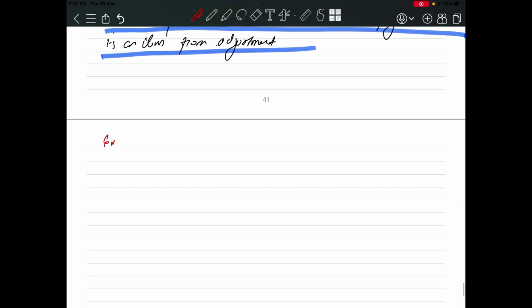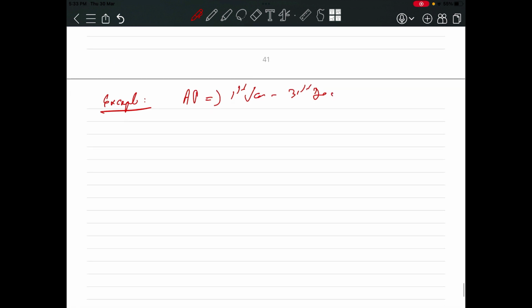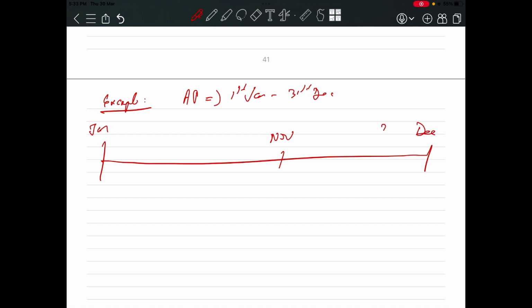Let's try to understand this with an example. Say, for example, your accounting period is 1st Jan to 31st December. Now this is your timeline. This is Jan, this is November, and this is your year end, 31st December. Now at this point, on 30th November, you sold goods to Mr. X on credit, again 10,000.